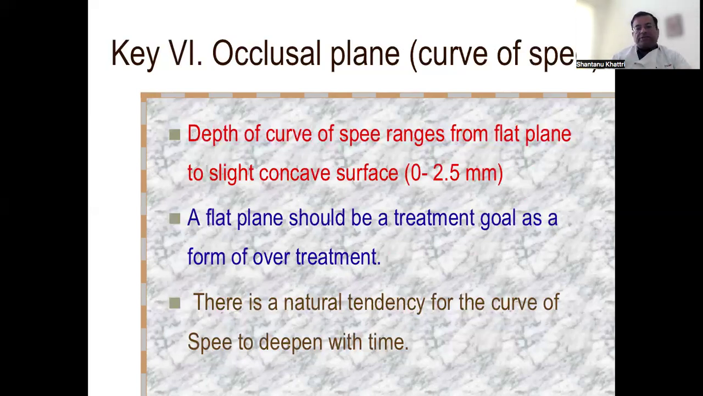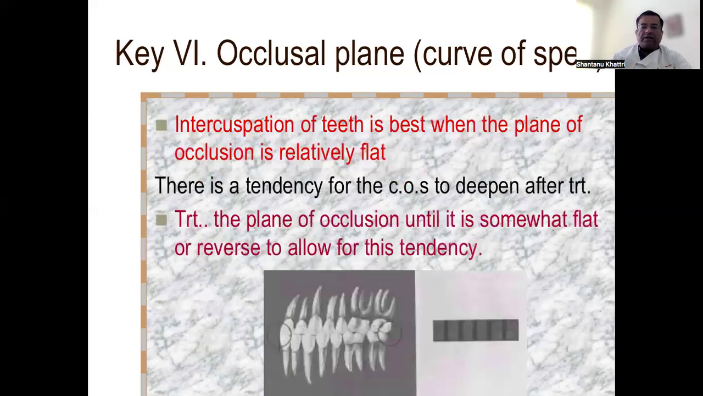There is a natural tendency of the curve of Spee to deepen with time. So we always try to make it flat or overcorrected, because with the passage of time it deepens again and so it settles into the normal range. Intercuspation of teeth is best when the plane of occlusion is relatively flat. There is a tendency of the curve of Spee to deepen after treatment.